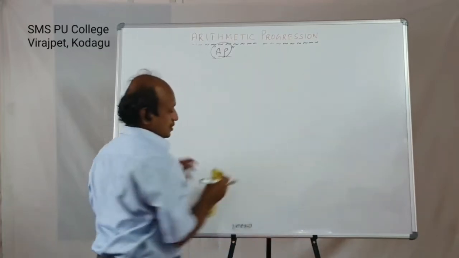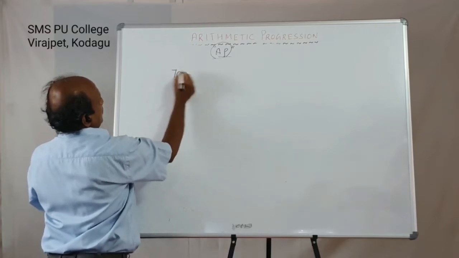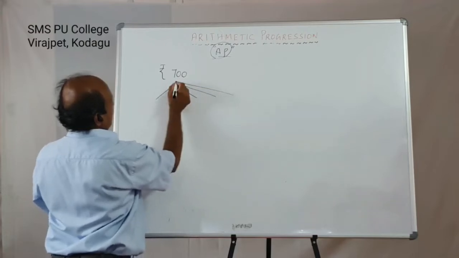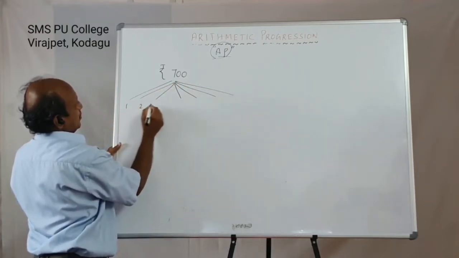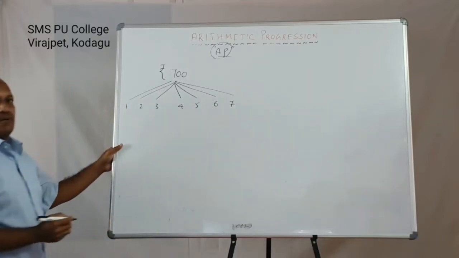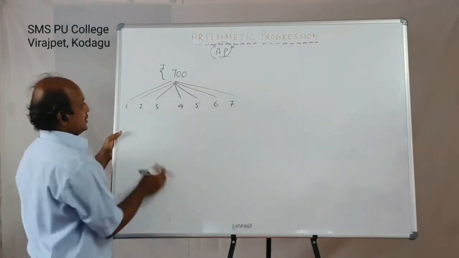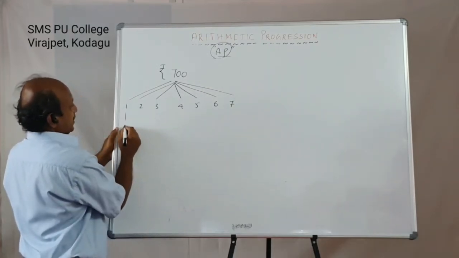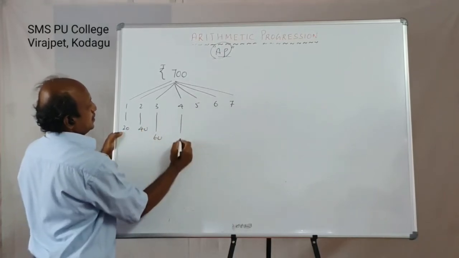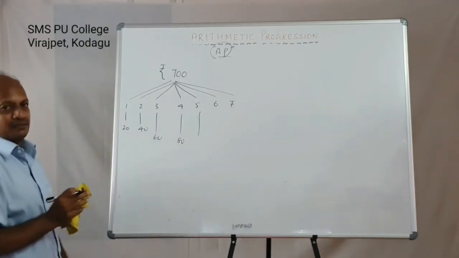Next, let us see another problem. 700 rupees prize money, total amount is rupees 700. It should be distributed to 7 members. How many members? 1, 2, 3, 4, 5, 6, 7 members. But the condition is given, each prize is 20 more than the next prize. For example, if it is 20, this should be 40, this should be 60, this should be 80. So each prize is 20 rupees more than the previous prize.